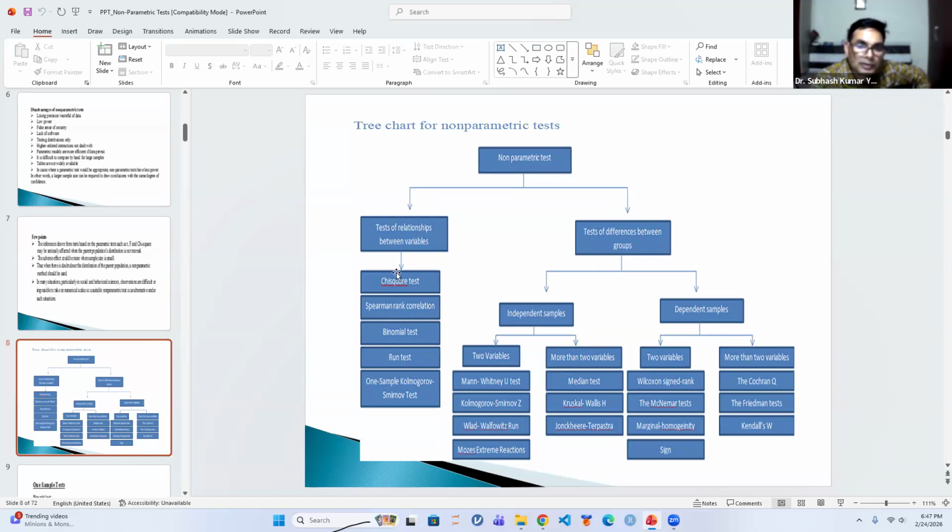If we talk about the relationship between variables, the binomial test may be used, and the run test for the independence of the sample. With the one-sample Kolmogorov-Smirnov test, we can see which distribution is the best fit for the particular data.